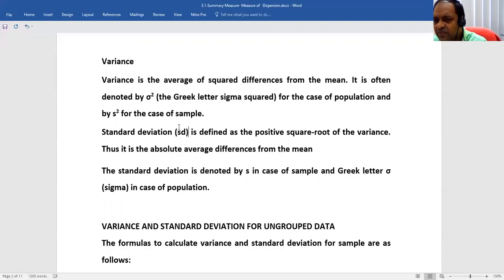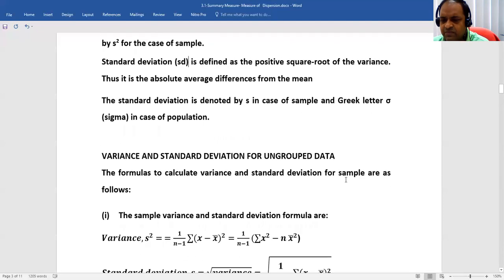So this is the average difference from the mean, only average difference, absolute average difference. So variance is the square difference and standard deviation is the average difference. When you do the practical example, it will be more clear. Variance is denoted by sigma square for the case of population and S square for the case of sample. Automatically, standard deviation is denoted by small s or capital S, or the Greek letter sigma for the case of population.